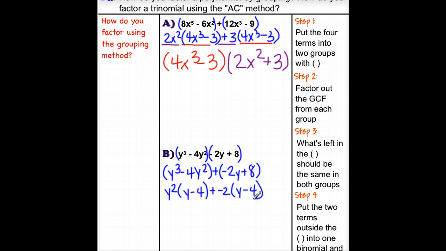So now I can take what's in parentheses, which is that y minus 4, and put that in one grouping. And then I take what's on the outside, which is y squared minus 2 or plus negative 2, and put that in the other one, y squared minus 2. And you can always FOIL it back out to check and see if you are correct.